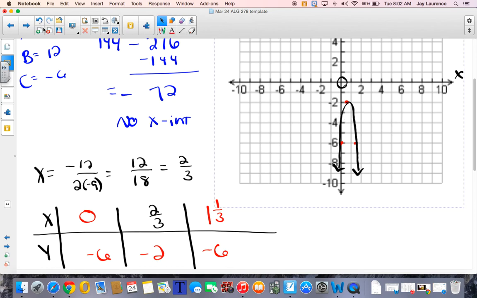Okay, there you go. So we found the discriminant just like before. Since we found 0 or 1 solution, we went to the vertex. We didn't use the quadratic formula. And then once we had the x-coordinate of the vertex, we went for a table to get the y-coordinate of the vertex, to get one of our other points, and then we used symmetry to get the third point, and we're ready to draw our parabola.